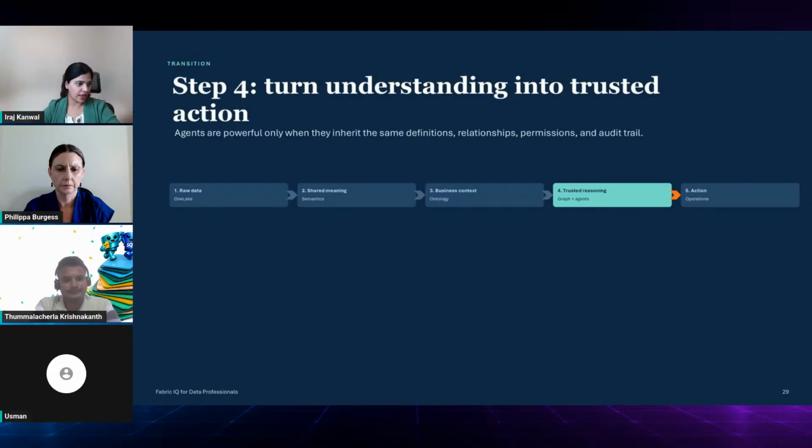So now that we have a good understanding of the business context, it is really vital to have a trusted reasoning over that, right? So at this point, we have unified data, shared definitions, and business context. The next question is, how do we let the agent use the context safely, especially when actions are involved? So this will give us a transition from the business context into trusted reasoning.